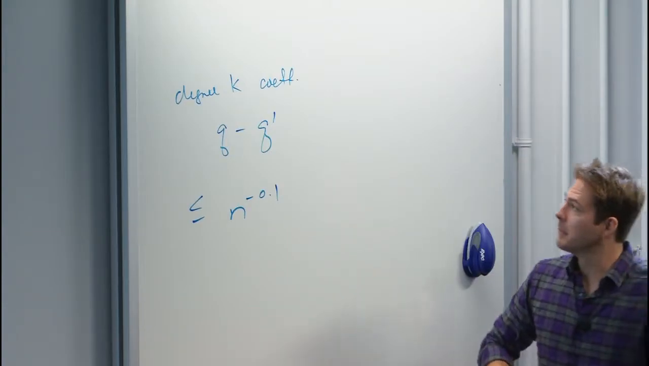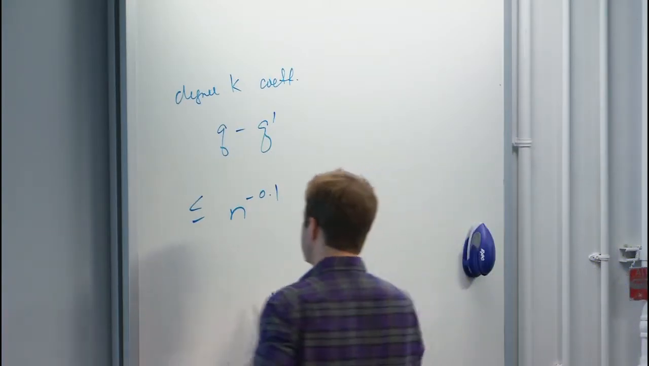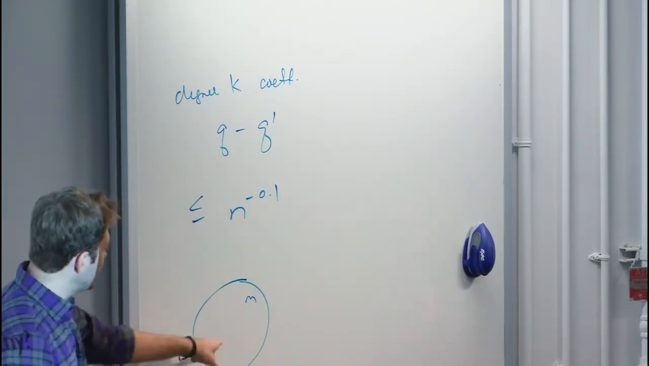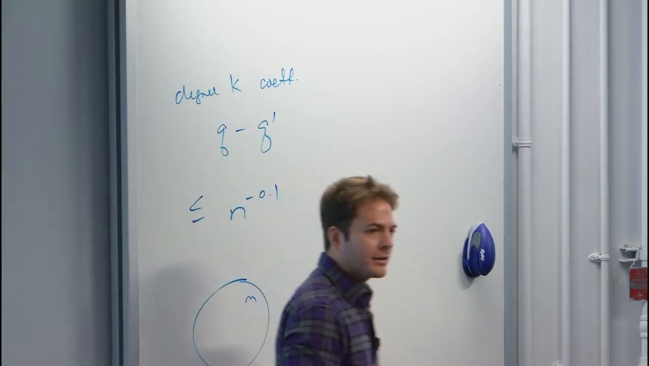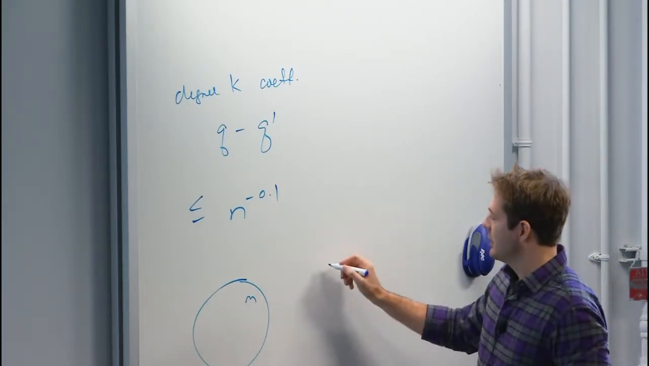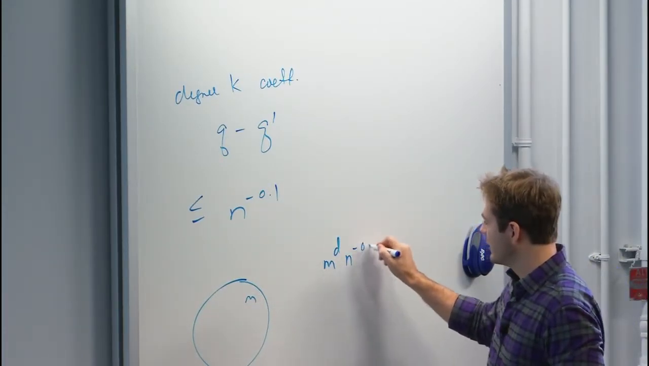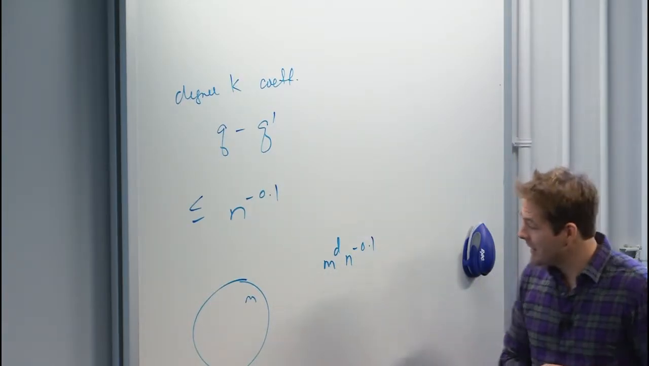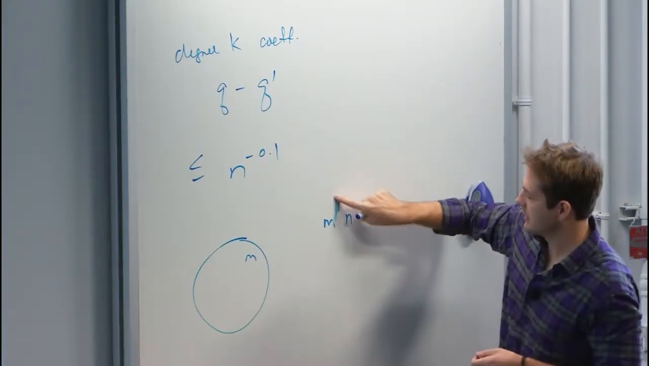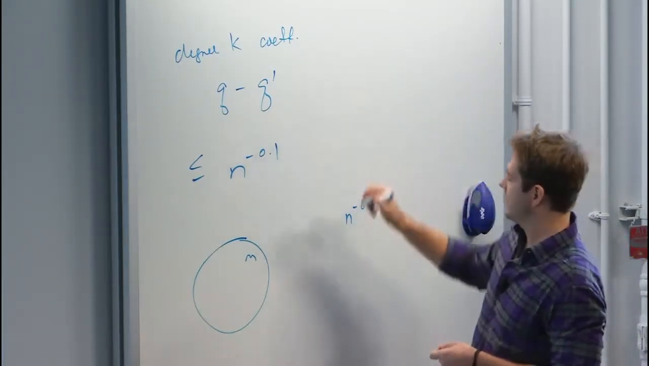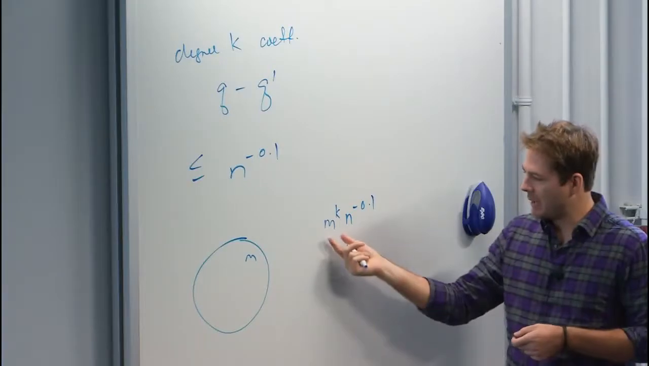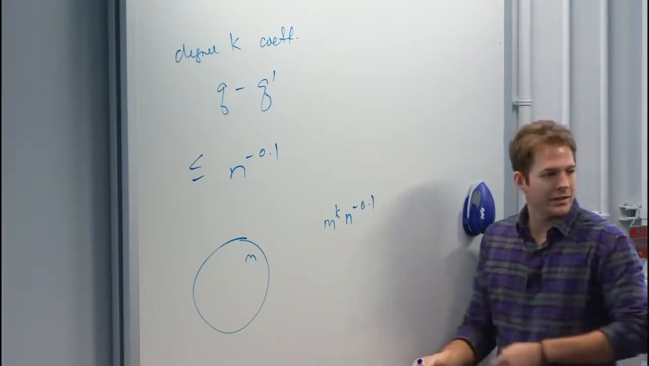That's problematic. But the key is that we do this random restriction to this set of size m. So actually only the Fourier coefficients in m matter. Everything else outside goes away because the functional only depends on things in m. So then you get something which looks like m to the d times n to the minus 0.1. K is the degree. So we have only m to the k Fourier coefficients, and then we can just use an easy bound here.